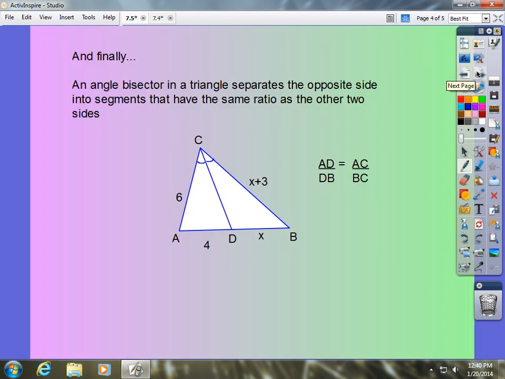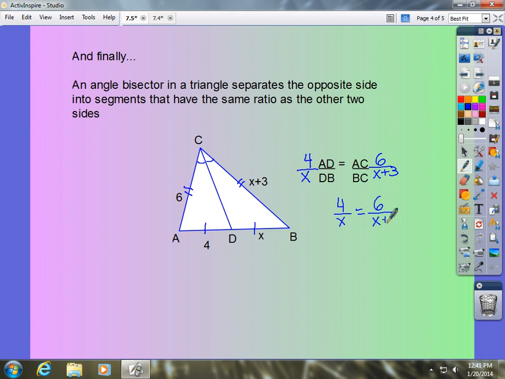Okay, and finally, angle bisectors in a triangle separate the opposite side into segments that have the same ratio as the other 2 sides. What this is saying is AD, which is 4, over DB, which is x, equals AC, which is 6, over BC, which is x plus 3. So we have this side over this side, and I'm just using the marks not to say that they're equal, but to show how I set them up. This side is proportional to this side. So we have our proportion 4 over x equals 6 over x plus 3.